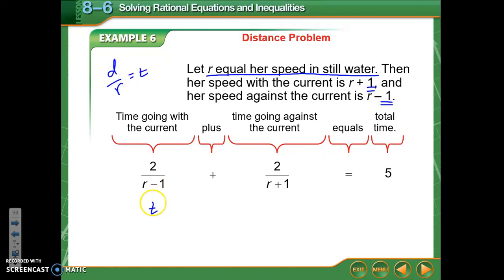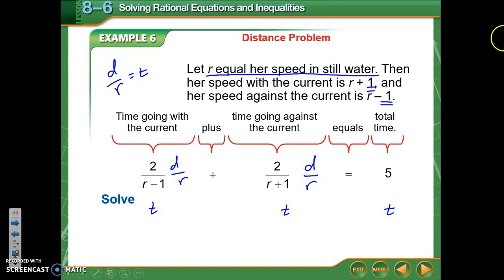So her time going against the current, remember this is distance over rate equals time, represents a distance of 2 miles over a rate of r minus 1, plus a distance of 2 miles, because if she went 2 miles away from the dock, she has to come 2 miles back, over a rate of r plus 1, because she's going faster when she comes back with the current. And remember, both of these represent times. My total time is 5 hours.